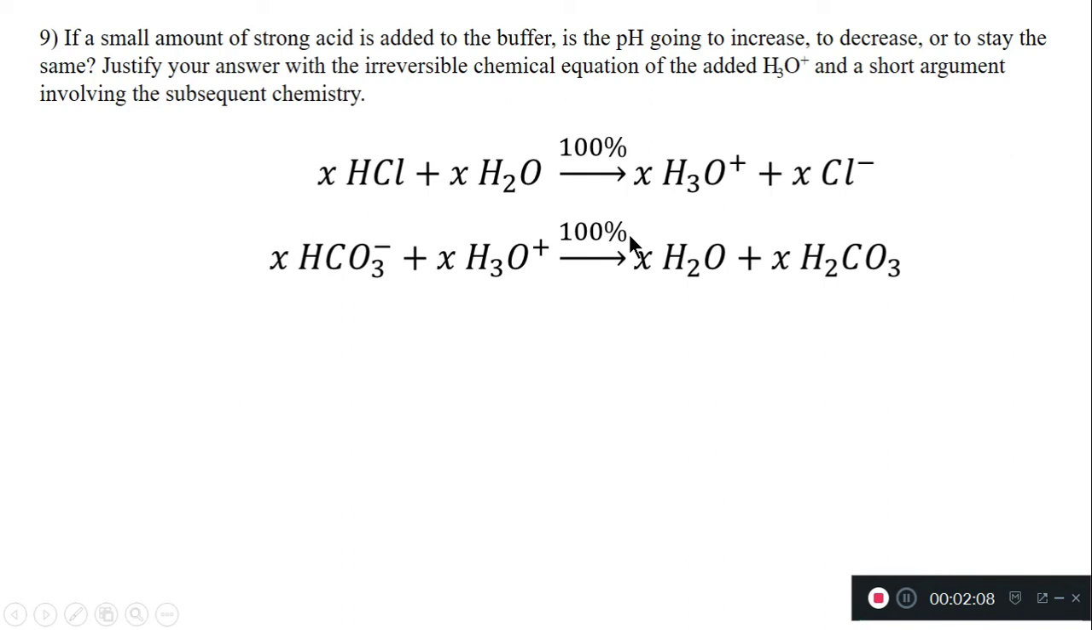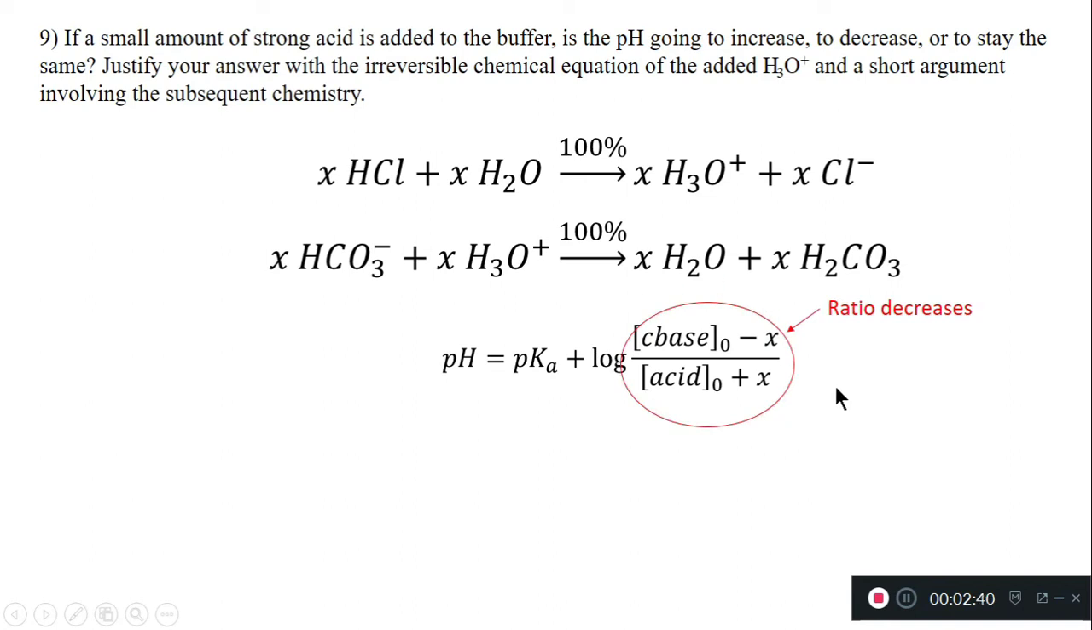But we know that the hydronium ion can react with the hydrogen carbonate ion, the conjugate base, to form water and the carbonic acid. So my conjugate base concentration is going to go down a little bit because I reacted some of it away. And the carbonic acid concentration is going to go up a little bit because I produced some of it. So this top number is going to decrease, and the bottom number is going to increase.